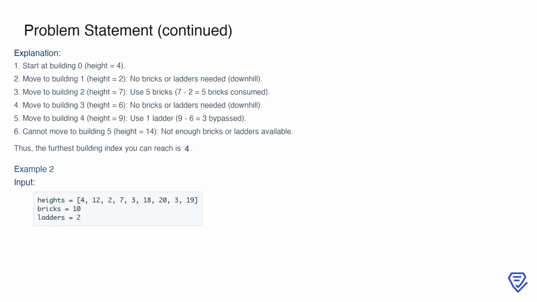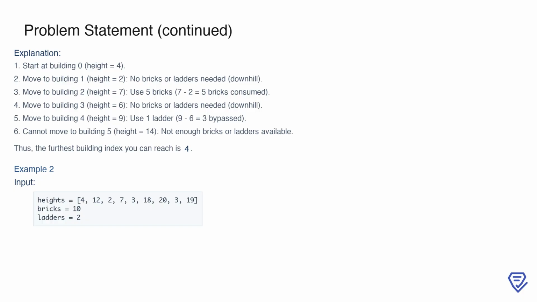Here's the step-by-step explanation for the first example. Starting at building 0 with a height of 4, you move to building 1, which has a height of 2. Since this is downhill, no bricks or ladders are needed. Next, you move to building 2, which has a height of 7. This is an uphill climb, so you use 5 bricks to cover the difference. Moving to building 3, with a height of 6, is again downhill, so no resources are required.